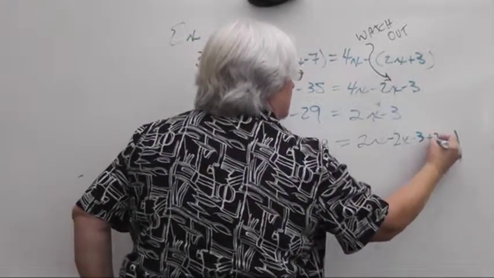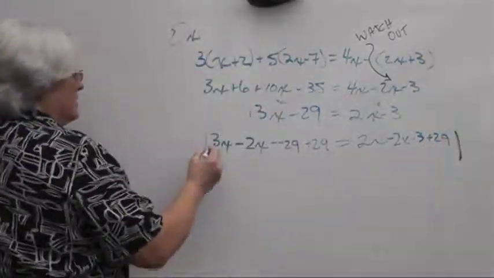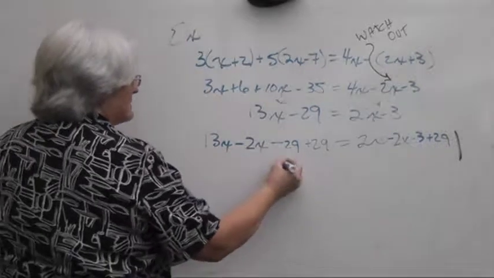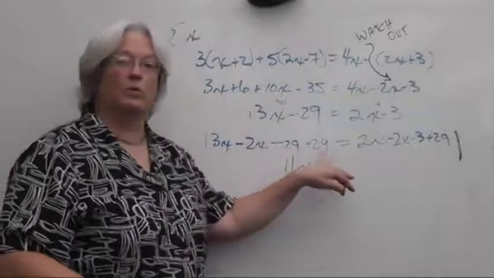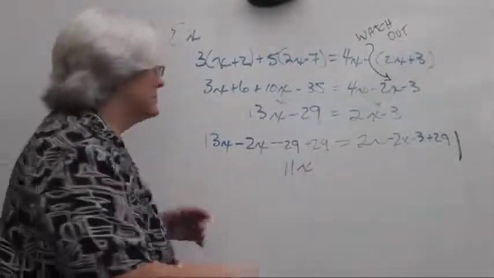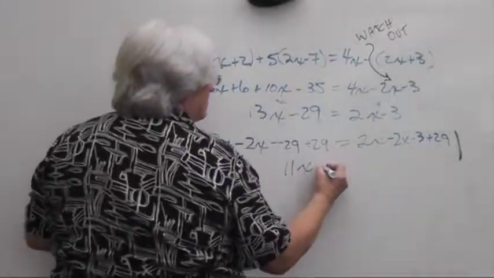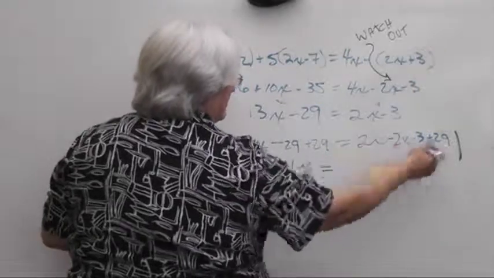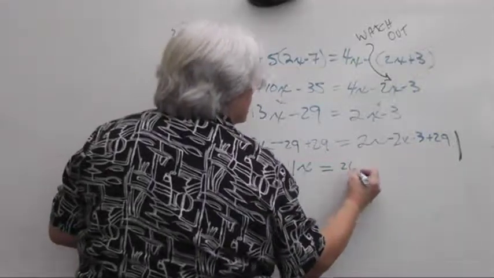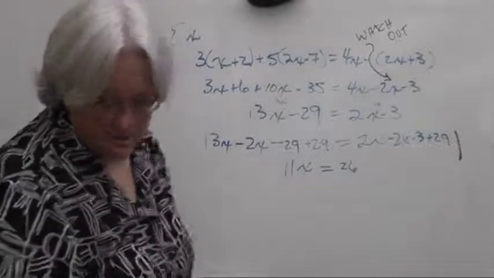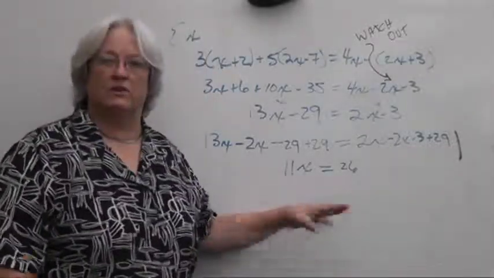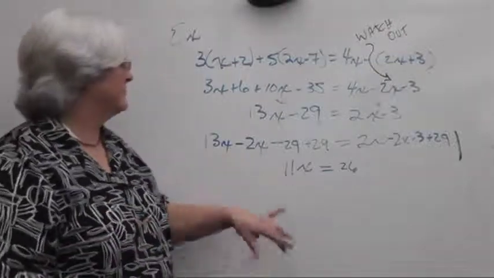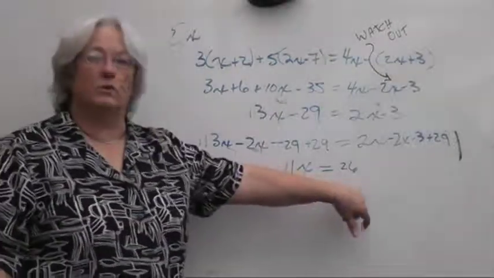Minus 3 plus 29. 13x minus 2x is 11x. Negative 29 plus 29 cancels. 2x minus 2x cancels. Negative 3 plus 29 gives me a 26. That's a strange number, but it's going to be okay. Actually, it's not a strange number, it's just not a perfect number. 11x is equal to 26.